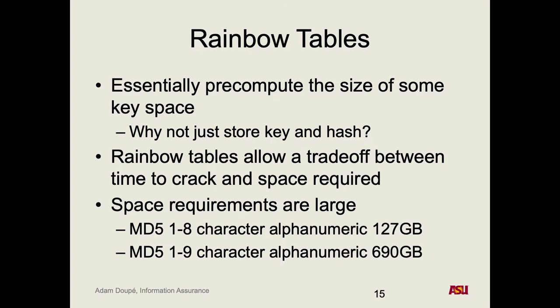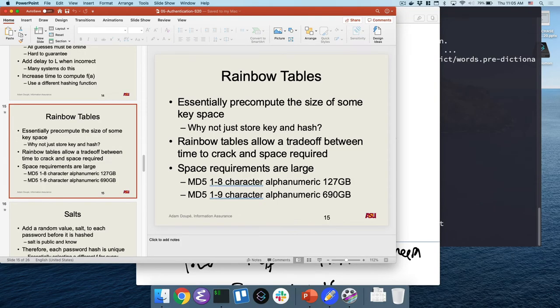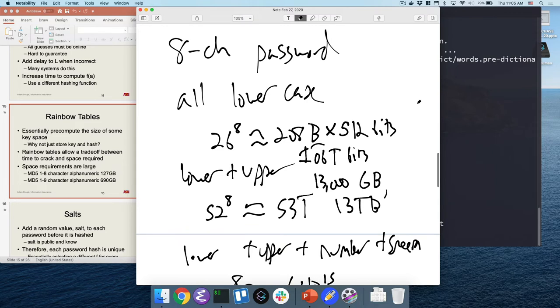So, yeah, rainbow tables essentially take this idea of storing the passwords in hashes and make a trade-off so you can do this without storing every single one. But the storage requirements are pretty insane. So we know that we can create these tables that can break passwords very quickly if it's MD5 alphanumeric up to 9 characters.